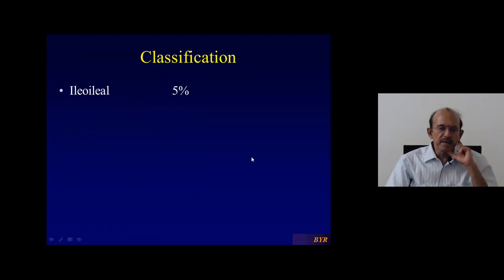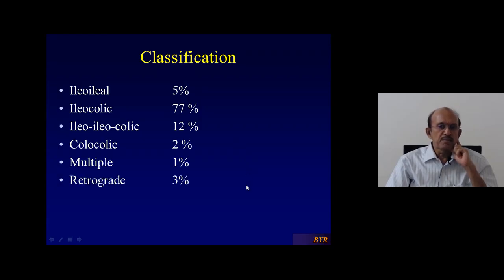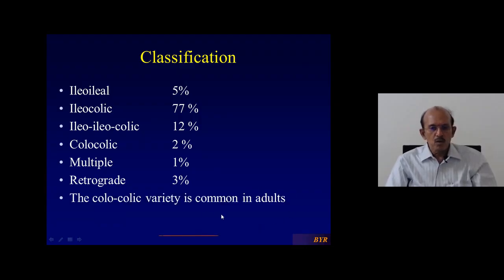Classification depending upon the segments of the bowel which got telescoped: ileo-ileal 5%, ileocolic 77%. That is the commonest variety. Ileo-ileocolic, that is 12%. Colocolic, multiple sites. Retrograde, sometimes the distal bowel goes into the proximal bowel. Colocolic variety is common in adults.